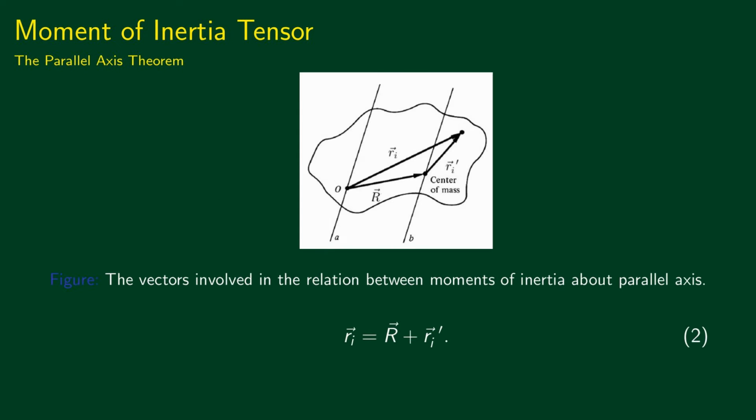In this picture, the origin of the coordinate system is denoted as O. The center of mass lies here, and the position vector of the center of mass is denoted as capital R vector. The position vector of the ith particle is given as r_i vector, and r_i vector prime here is the position vector of the ith particle with respect to the center of mass. From this picture, the relation between these three vectors is quite clear. r_i vector is the vector sum of capital R vector and r_i vector prime. And that's exactly what we have here. r_i vector is equal to capital R vector plus r_i vector prime.